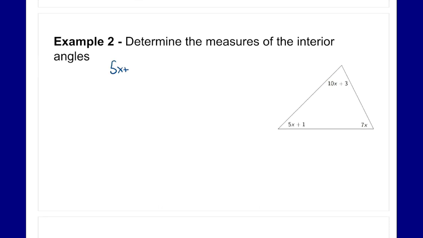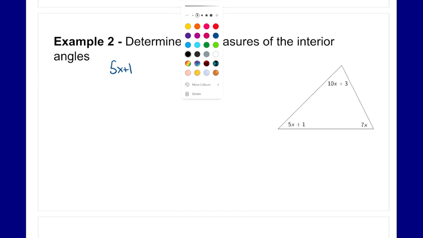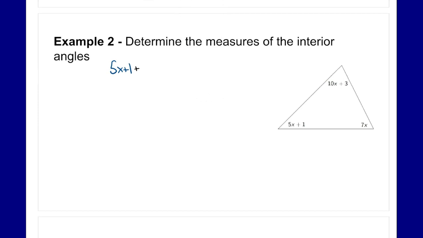So 5x plus 1, plus my next angle, plus my next angle of 10x plus 3, plus my next angle of 7x has to equal 180 degrees. Now, we've dealt with equations like this before, and the first step is to collect like terms.